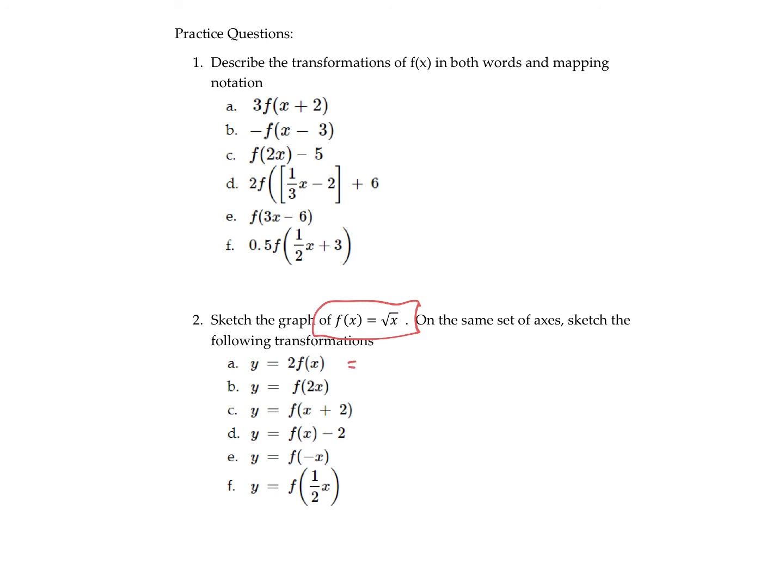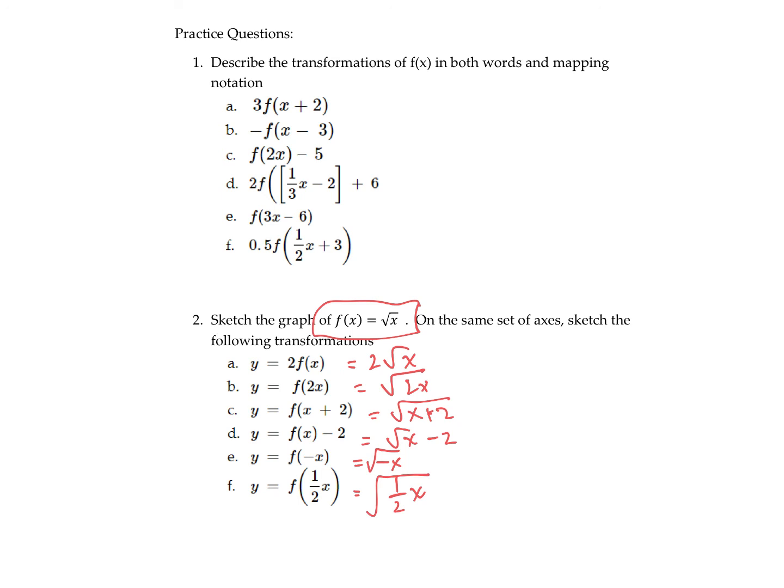So for example, this equation would be 2 root x. This equation would be root 2x. This equation would be square root of x plus 2. This equation would be root x and then minus 2. This would be minus root x, and this would be square root of 1/2 x.